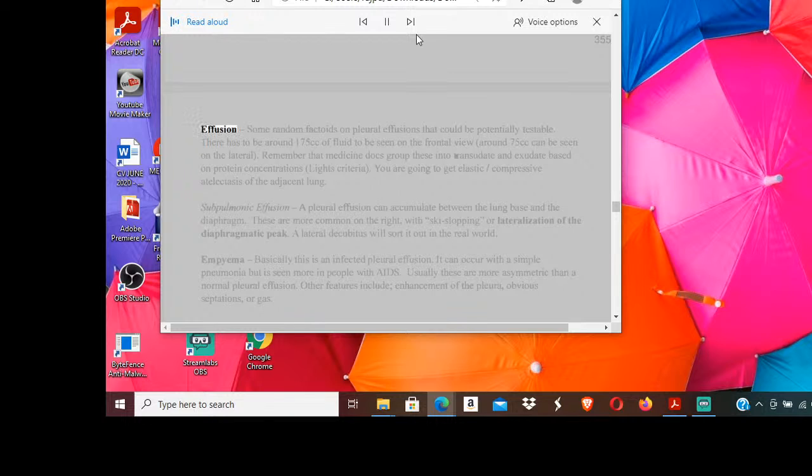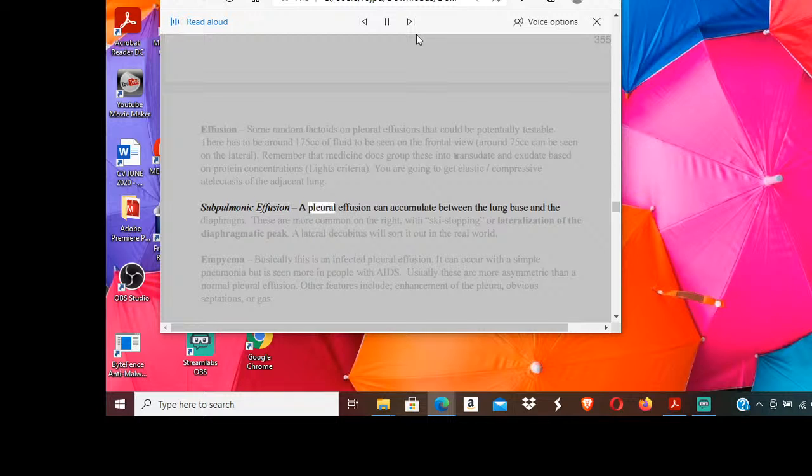355. Effusion, some random factoids on pleural effusions that could be potentially testable. There has to be around 175 cc of fluid to be seen on the frontal view, around 75 cc can be seen on the lateral. Remember that medicine docs group these into transudate and exudate based on protein concentrations, Light's criteria. You are going to get passive or compressive atelectasis of the adjacent lung.